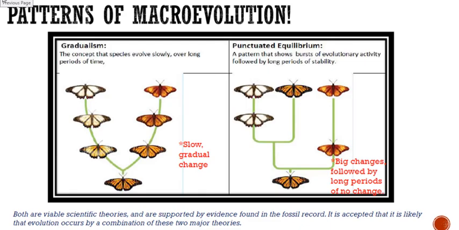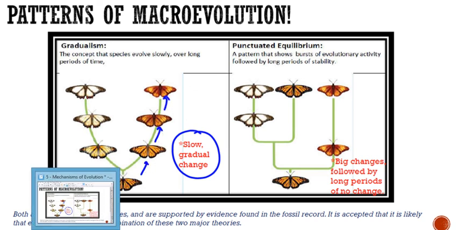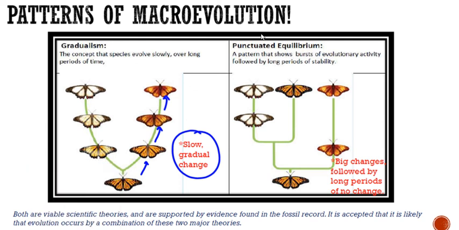Now finally, we have patterns of macroevolution. Now gradualism, this is just a slow, gradual process where we see small differences over long periods of time. Punctuated, the word punctuated means kind of abrupt. And this is where we see big changes. Like a big change right here, we see a separation between species, and then periods of essentially gradualism. Long periods of no change. So big change followed by very little.